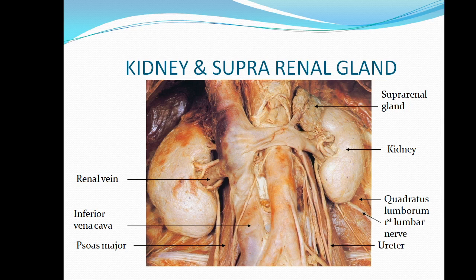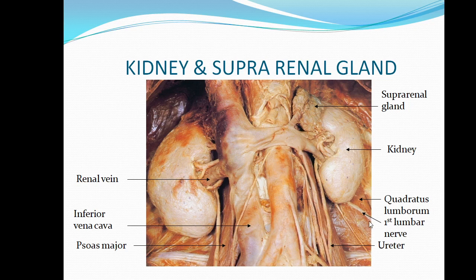Now, here what you can see is the celiac trunk. This is the suprarenal gland. The right one is triangular pyramidal in shape, and the left suprarenal gland, here you can see, is semilunar in shape.